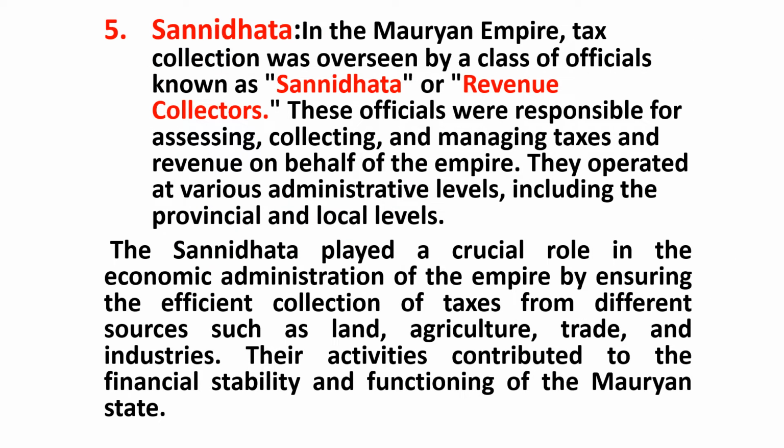Fifth one, Sannidhata. In the Mauryan Empire, tax collection was overseen by a class of officials known as Sannidhata or revenue collectors. These officials were responsible for assessing, collecting, and managing taxes and revenue on behalf of the empire. They operated at various administrative levels, including the provincial and local level.